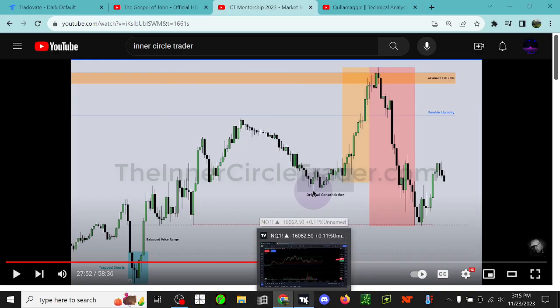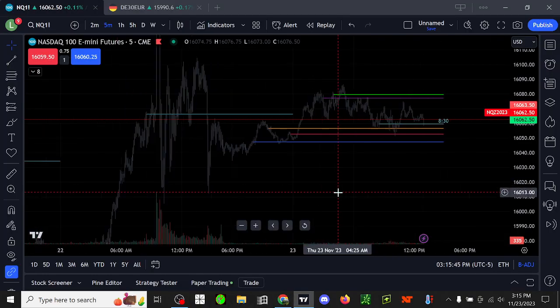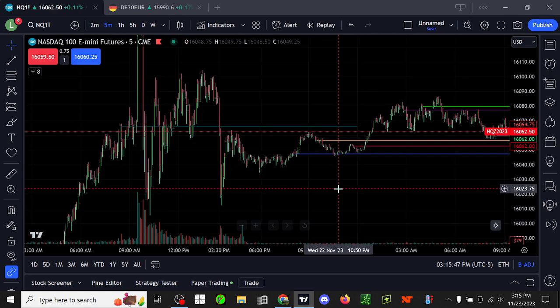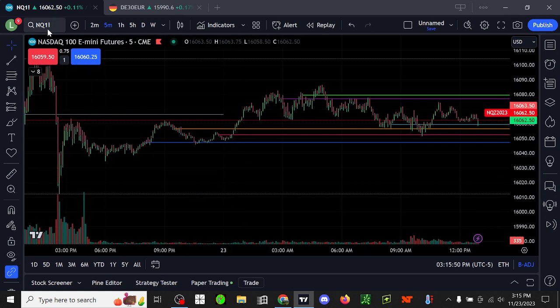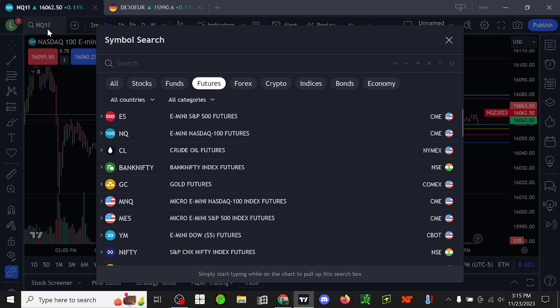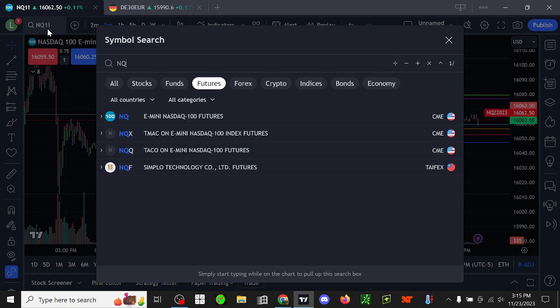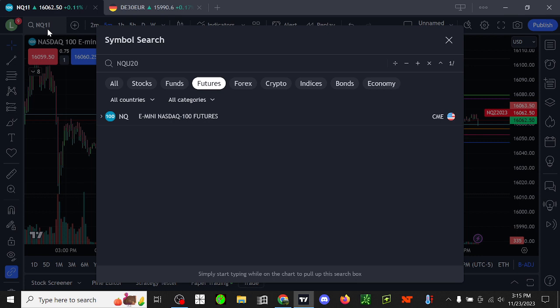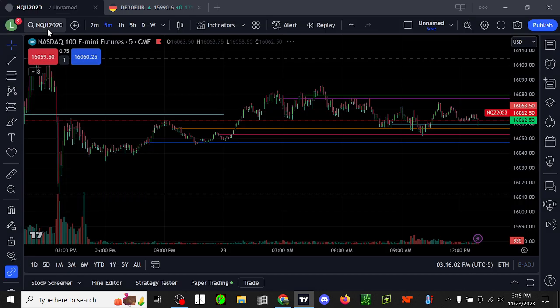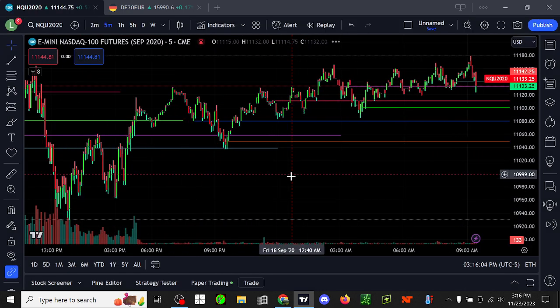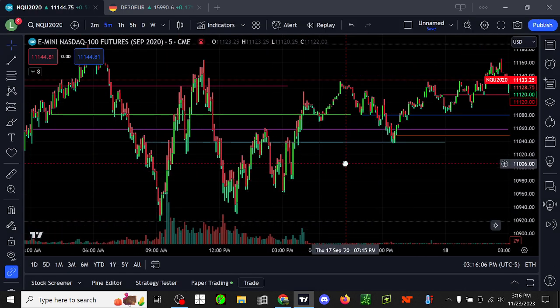Today, guys, I'm going to go into why ICT doesn't work and why I have a method that actually works. I showed this recently on this contract, so let's just go to an older contract. Let's just pick a random one, NQU2020. I'm going to show you why ICT doesn't work.